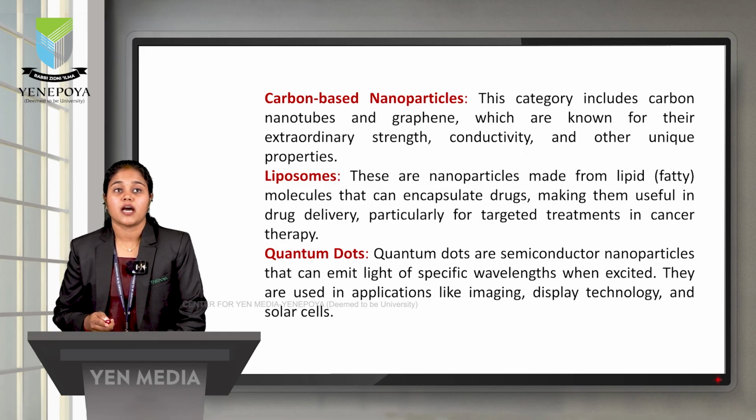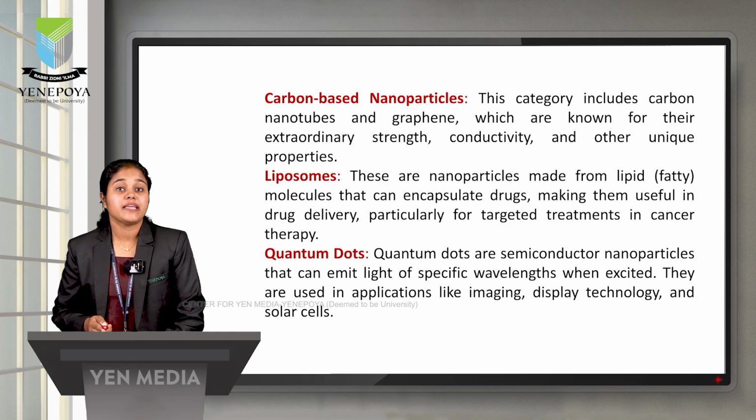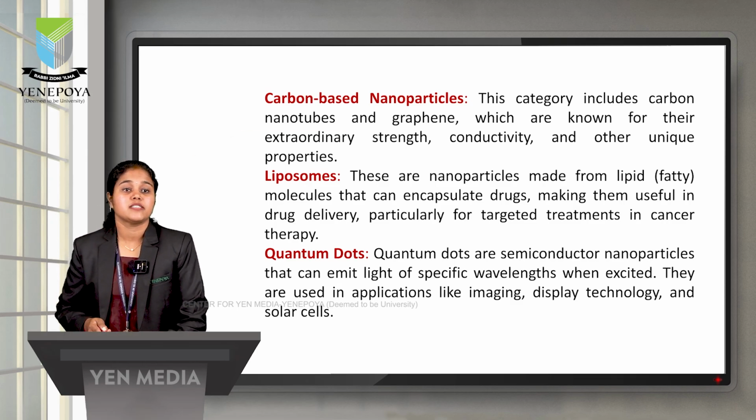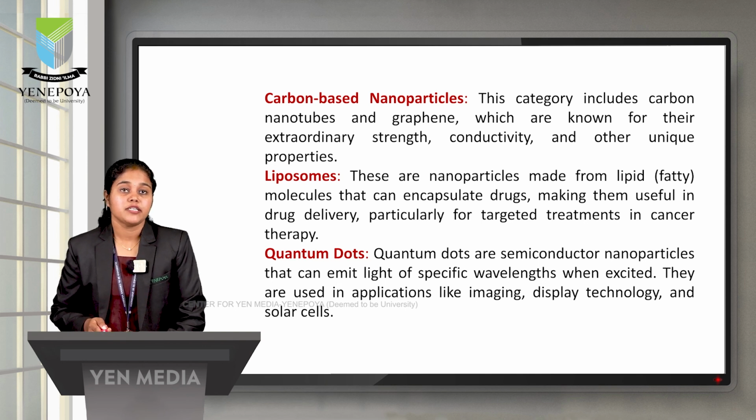The next is carbon based nanoparticles. This category includes carbon nanotubes and graphenes, which are known for their extraordinary strength, conductivity and other unique properties. The next is liposomes. These are nanoparticles made up of lipid molecules which mainly encapsulate the drug, making them useful in drug delivery, particularly for targeted treatment in cancer therapy. Quantum dots are semiconductor nanoparticles that can emit light of a specific wavelength when excited. They are used in displaying technology, imaging technology and solar cells.